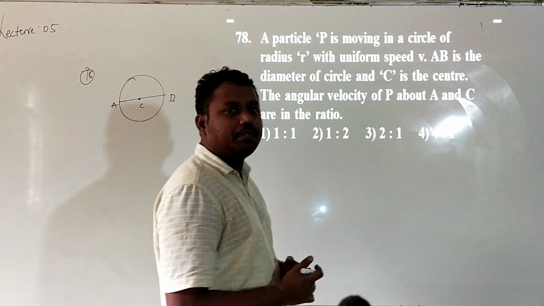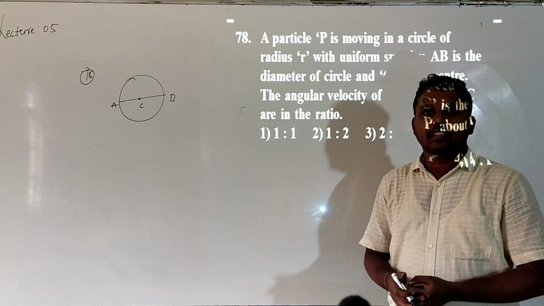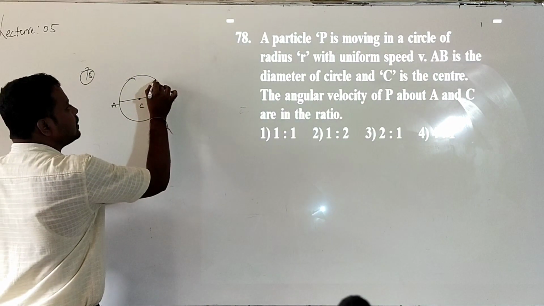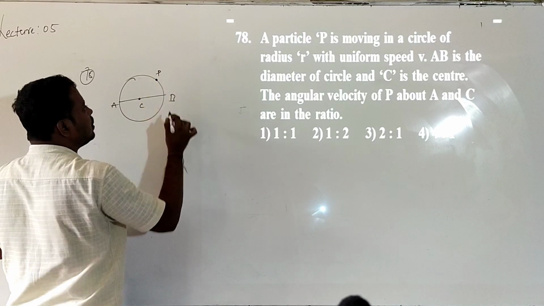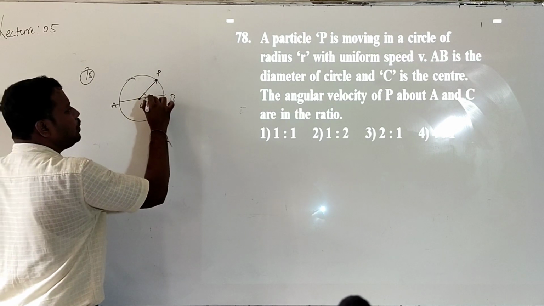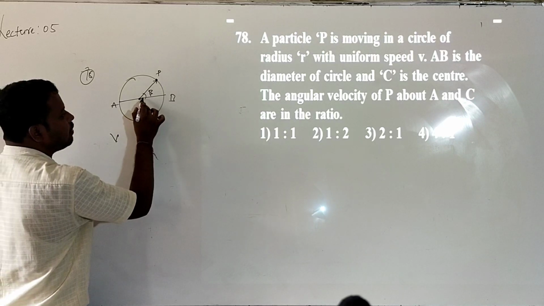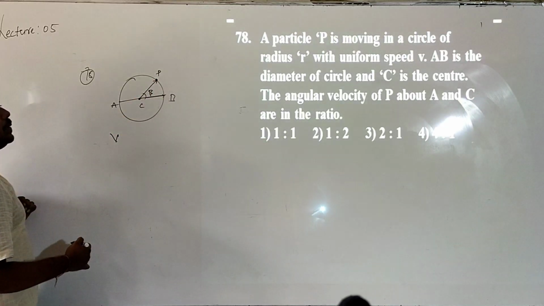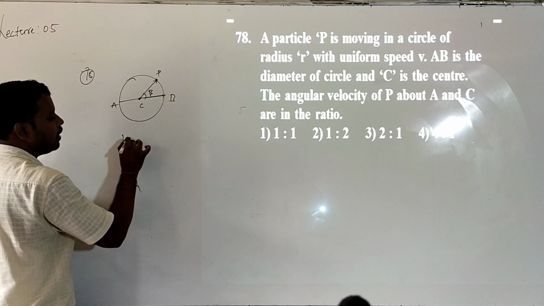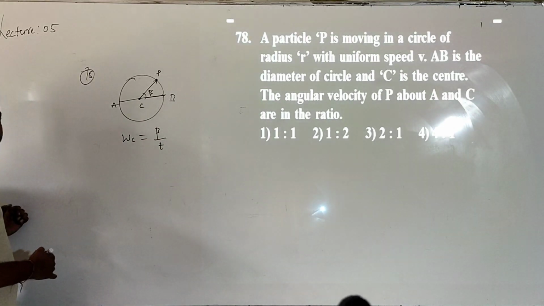We discussed already in the synopsis that angular velocity depends upon the point or axis about which it is calculated. Angular velocity value is not the same about any point. So if I consider the particle at this position, let the angle swept by the radius vector in a time t be beta. Initially the radius vector is CB, and after some time the radius vector is CP. So what is the angular velocity omega C? Angular velocity is equal to angular displacement by time.